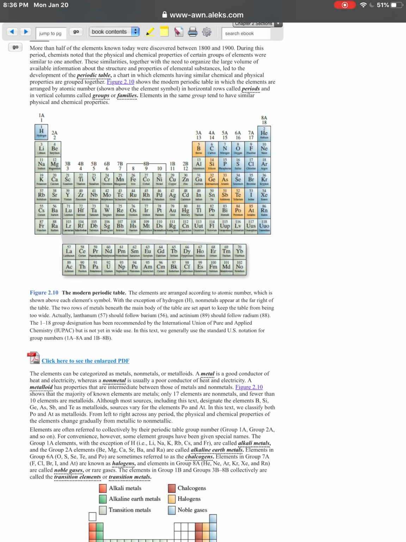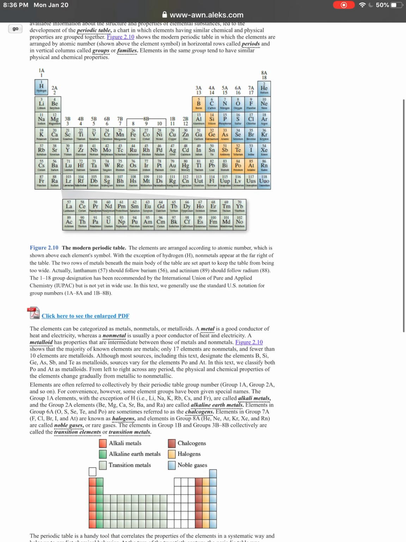Now, think about what's the difference between a metal and a nonmetal. Metals tend to conduct electricity really well. They conduct heat really well. Nonmetals do not. Metals can be stretched into wires. That's called ductility. They can be pounded without shattering. That's called malleability. Nonmetals tend not to do that. Metalloids are sort of in between. They do conduct electricity and heat better than nonmetals, but not as well as metals.